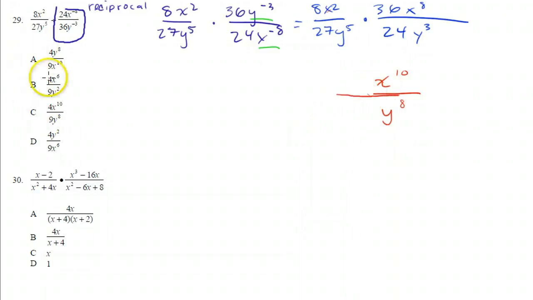Now, just by looking at the multiple choices, we already know the answer is going to be C, because that's the only one that has x to the 10th in the numerator, y to the 8th on the denominator. But how do we get the 4 over 9? Well, let's just look at the numbers.